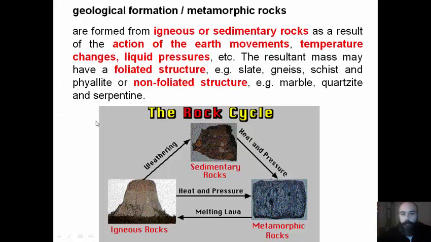Metamorphic rocks are formed from igneous or sedimentary rocks as a result of action of earth movements, temperature changes, liquid pressure, etc. The resultant mass may have a foliated structure, like slate, gneiss, schist, and phyllite, or non-foliated structure, like marble, quartzite, and serpentine.